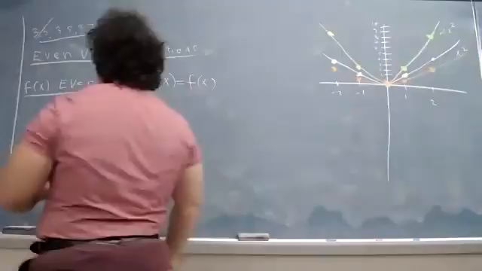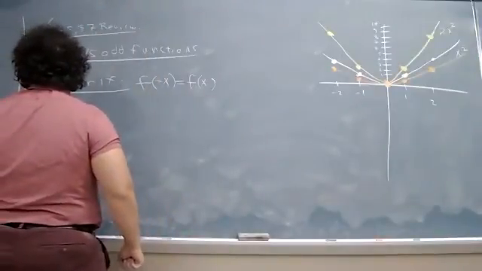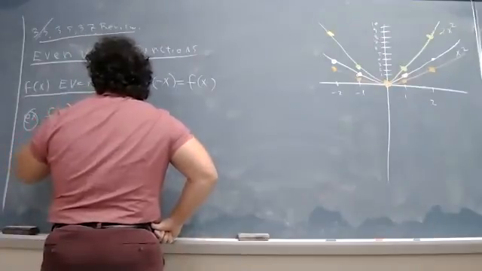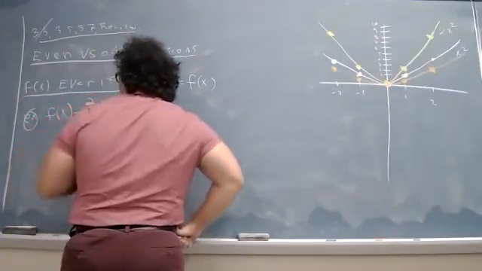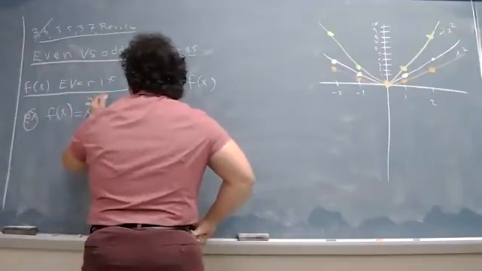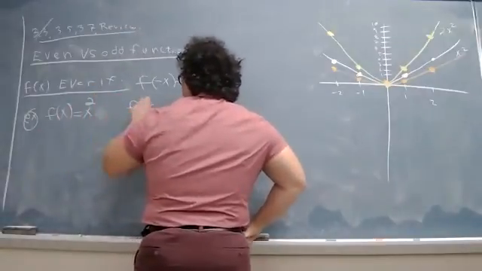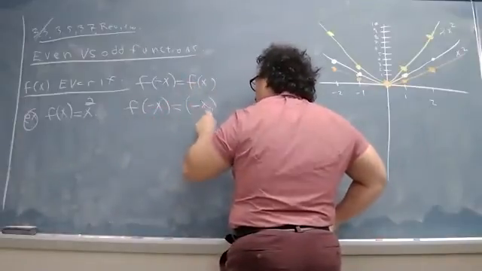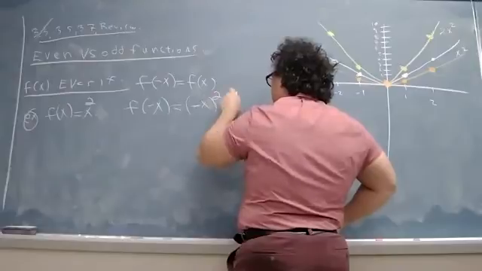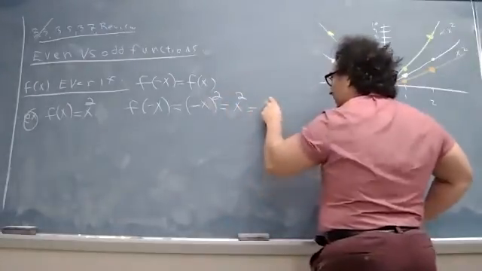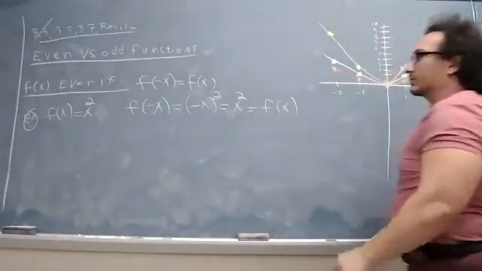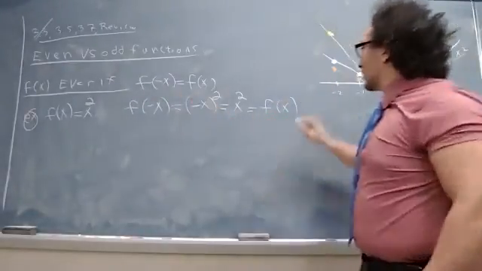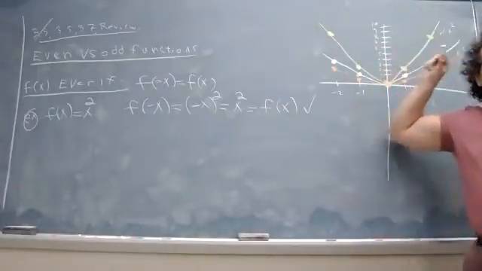Here's an example of an even function. Our beloved f of x is equal to x squared is an even function. Because take a look. What is f of negative x? Well, that's negative x quantity squared, which is equal to x squared, which is equal to our original f of x. So by definition, f of negative x equals f of x. So it is indeed an even function.